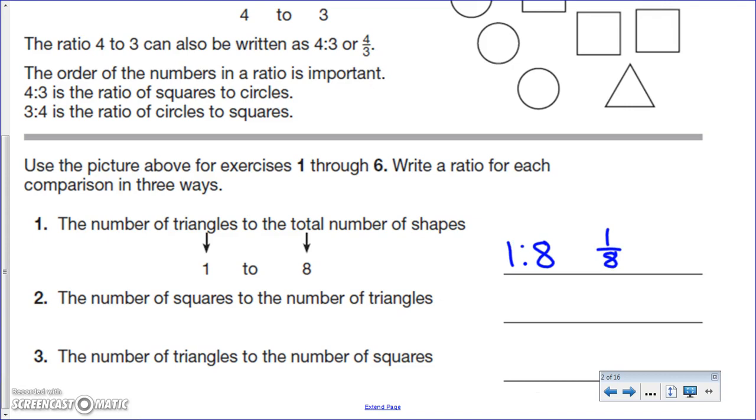And ratios, just like fractions, should always be put in their simplest form. This one is as simplified as it can get.